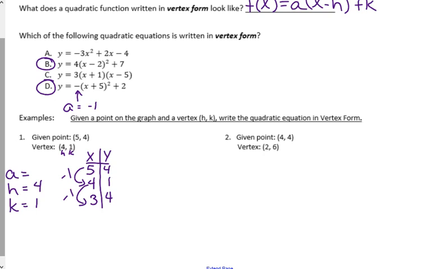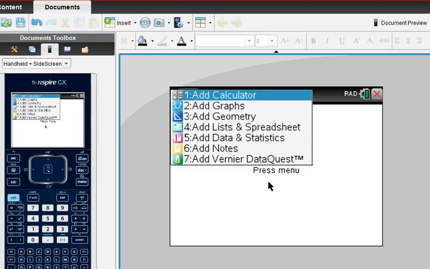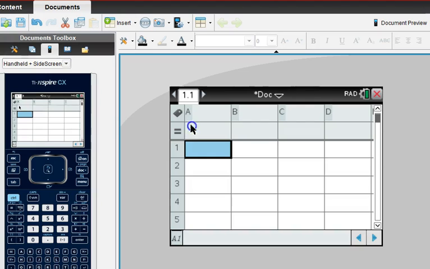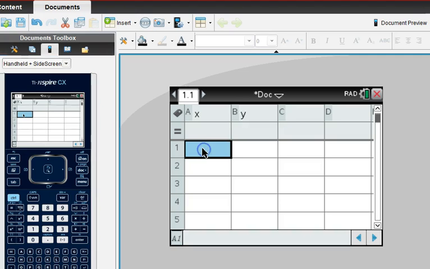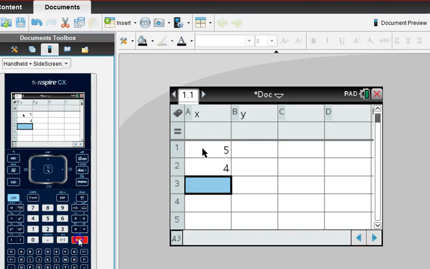All right, so I can use these 3 points to determine A, and to do that, I'm going to use my Inspire. I'm going to add a list in spreadsheets because I made a list of points. I'm going to put X in my A column and Y in the B column, and then fill in the points I had. I had 5, 4, and 3, and then 4, 1, and 4.